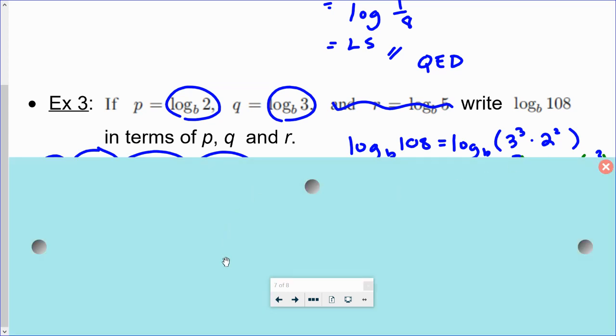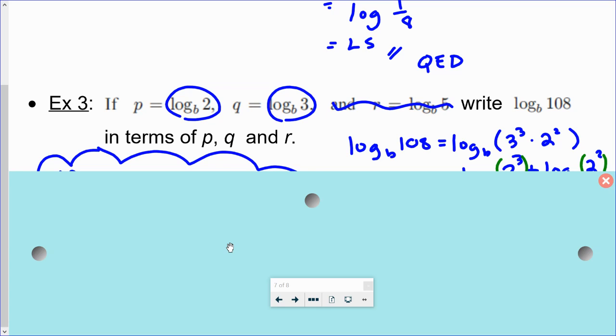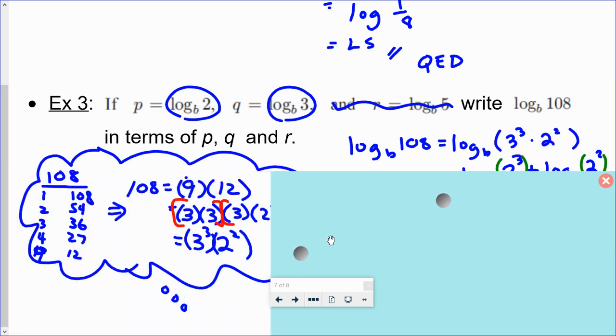Okay, so first thing we have to do is we need to think about how could I rewrite 108 in terms of multiples of 2 and 3. And I got 3 cubed times 2 squared. How did I do that? Well, I thought about this. I said, okay, how could I rewrite 108? Well, it could be 9 times 12. 9 I can rewrite as 3 times 3, and 12 is 3 times 4, or 3 times 2 times 2. So now, in terms of 3's and 2's, this is 3 cubed times 2 squared. I'm trying to do a prime factorization there.